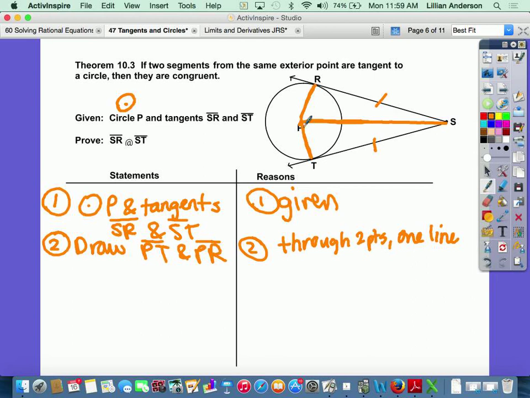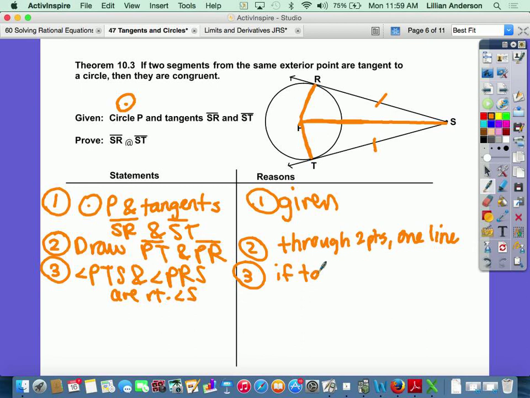Now this should look like something that we've spent a whole month on. Triangles. Angle PTS is a right angle, PRS is a right angle. You know that angle PTS and angle PRS are right angles. And how do you know that? Theorem 10.1, which basically said if it's a tangent and it hits the radius, it's perpendicular. So I'm going to basically abbreviate this: tangent hits radius and perpendicular.